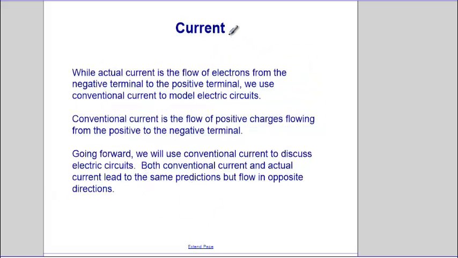Current, by definition, is simply the movement of charge. So just imagine I have a charge moving, and I'll draw a wire. The movement of positive charge within that wire past some point in space, maybe past some line, is the definition of current. So while the actual current is the flow of electrons from the negative terminal to the positive terminal, we use the conventional current to model electric circuits. Again, that's positive charge moving.